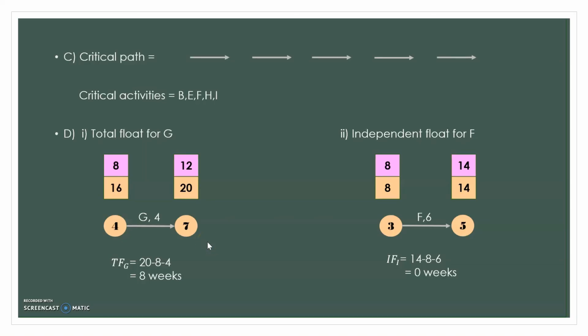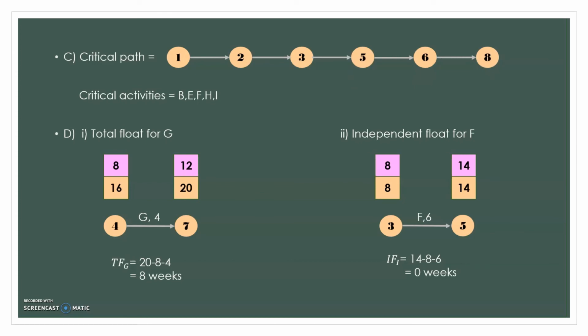As for question C, determine the critical path and critical activities for the project. The meaning of critical path and critical activity has been explained by Shahida on the previous slide. So I'm just going to discuss the answer. The critical path for this project is from event 1, then they go to event 2, 3, 5, 6, and 8.